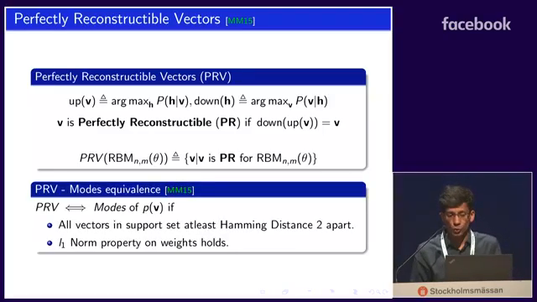It was shown that if the input distribution obeyed these two conditions, then there is an equivalence between the perfectly reconstructible vectors and the modes of the marginal distribution, which suggests that these perfectly reconstructible vectors can be thought of as surrogates for modes of this marginal distribution under these conditions.